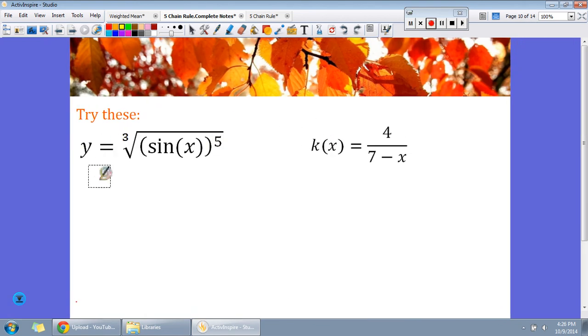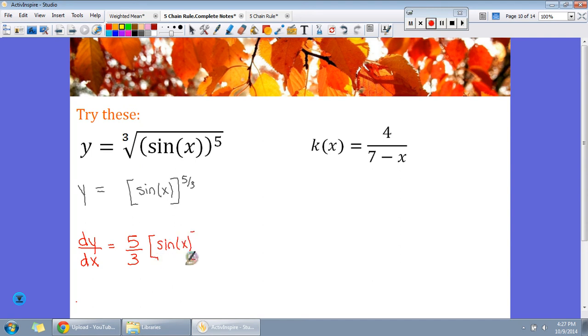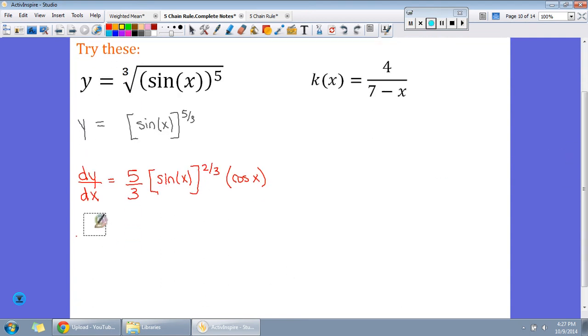For this third function, rewrite the cube root of sine x to the 5th as sine x to the 5/3 power. The derivative, we bring the 5/3 down as a coefficient, sine x stays the same, and we subtract 1 from the exponent. Then we multiply by the derivative of your inside function. The simplified derivative would be 5 times cosine of x times the cube root of sine squared x, all over 3.